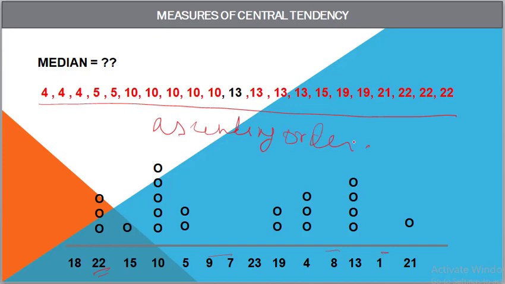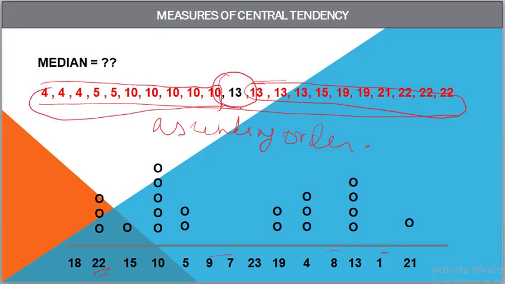Now try to find the middle number. So this is 10, and this is 10. Here we have taken 10, here also we have taken 10, and this is your middle point. So the median comes out to be 13. So this is the median.